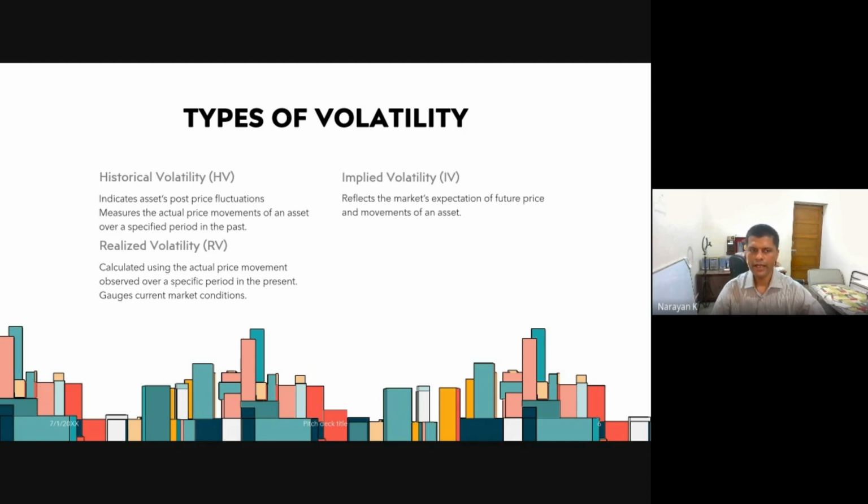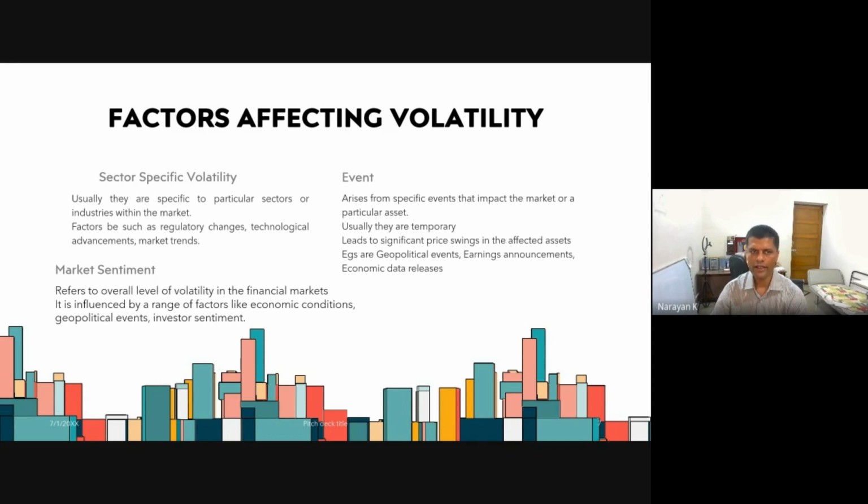Historic volatility indicates the asset's past price fluctuation, that is the previous volatility over a prior period of 1 month, 3 months, 6 months, 1 year, whatever you want to consider. Then realized volatility is what has actually happened at the end of the expiry period. What is the present volatility you are paying the option price for is known as the implied volatility.